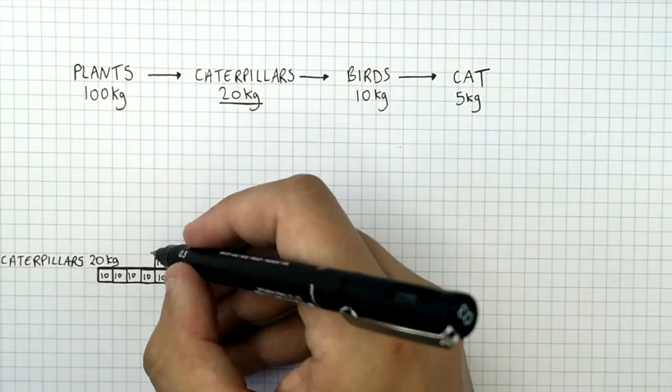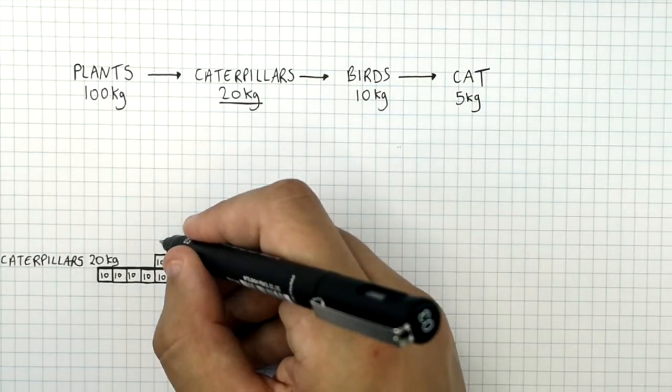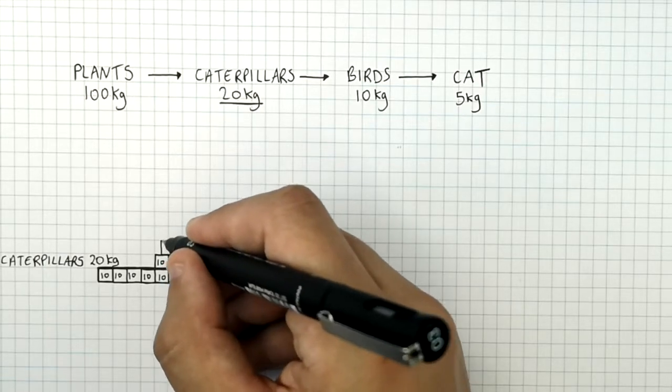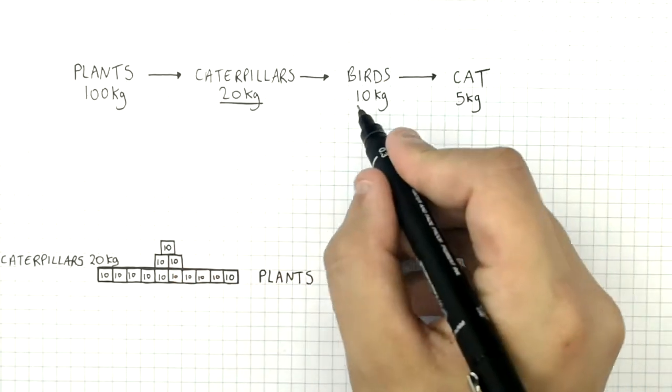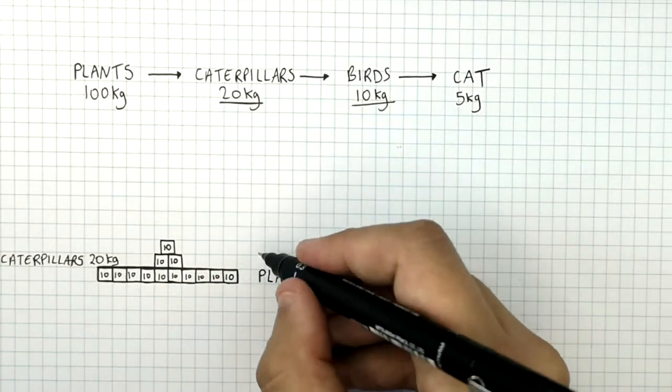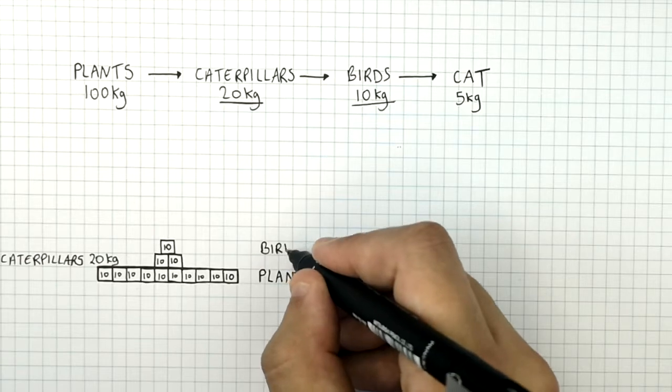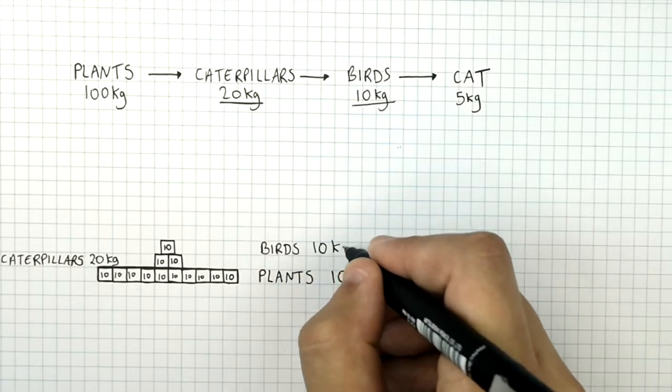In the food chain, there are 10 kilograms of bird. Therefore, we require 1 box of 10 kilograms, which represents the biomass of the birds, which is 10 kilograms.